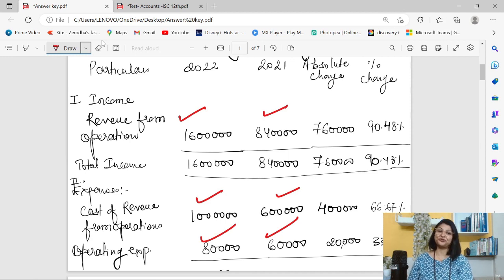I hope students you could solve this, and do not worry, you can see this answer over here also, and on my app the answer key will also be uploaded in the same folder from where you had taken the question paper. Now let us go for the next question.